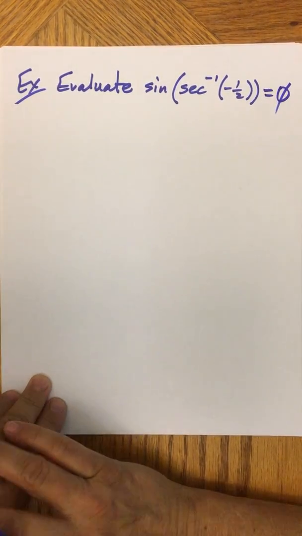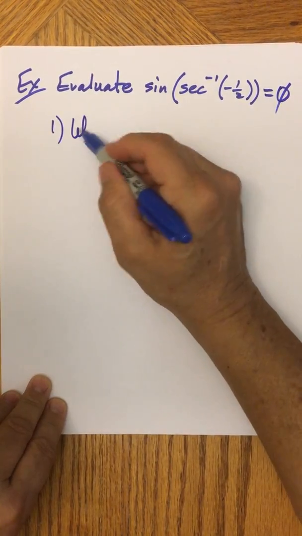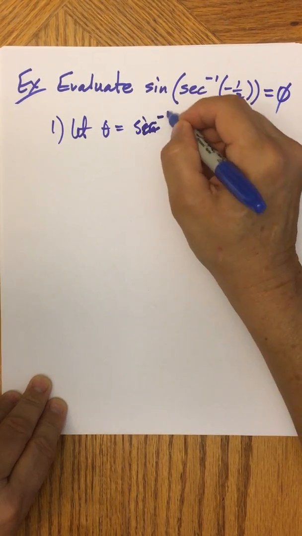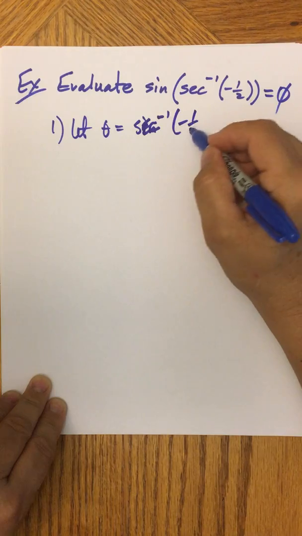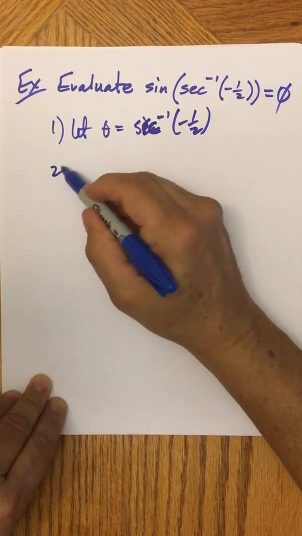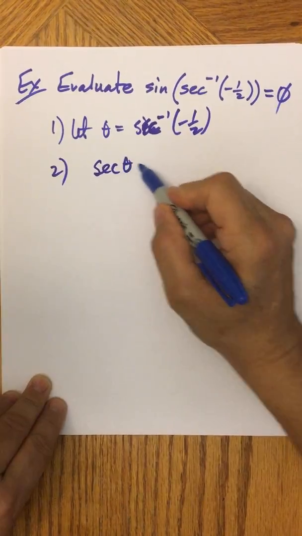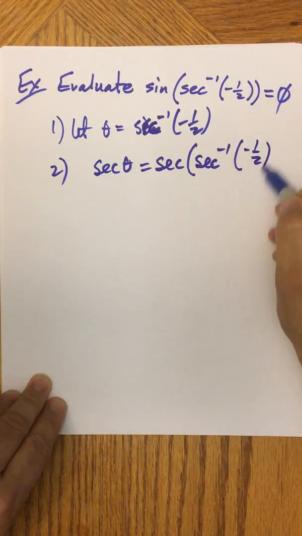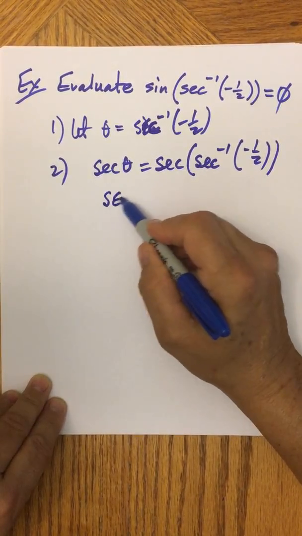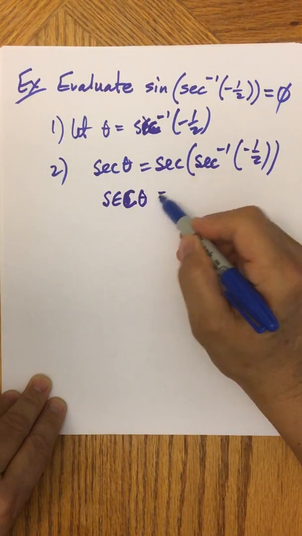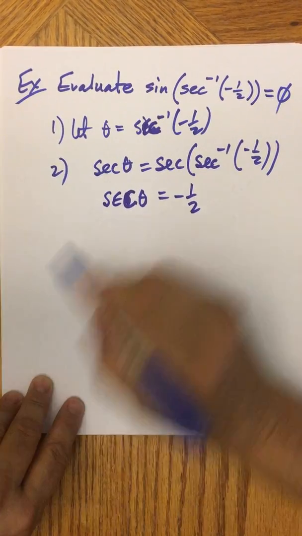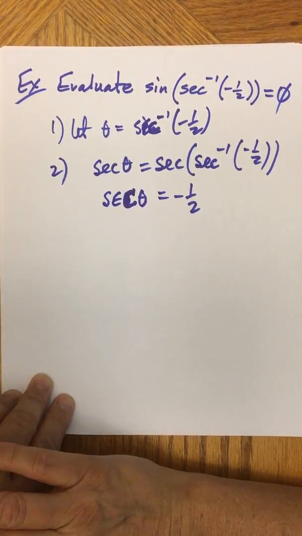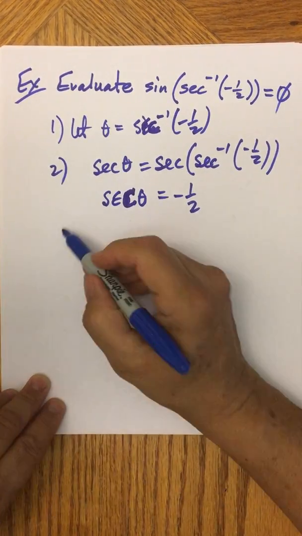However, let's say you forgot, and you started to set it up, and you said, oh, okay, let theta equal inverse secant of -1/2, okay, and then take the secant of both sides, so secant is just -1/2. Here at this point, it should be kind of obvious. You'd be like, wait a second, there is no angle for which secant of that angle is -1/2. But let's say you don't even see it there.